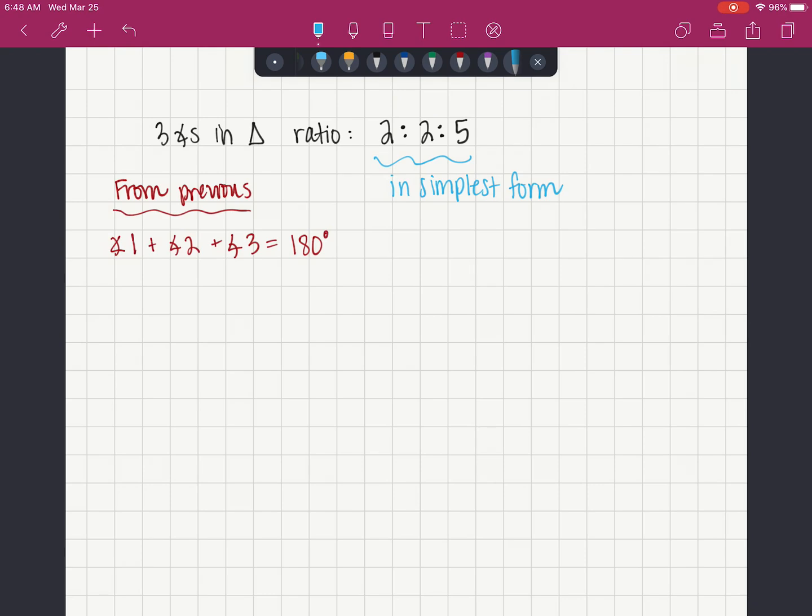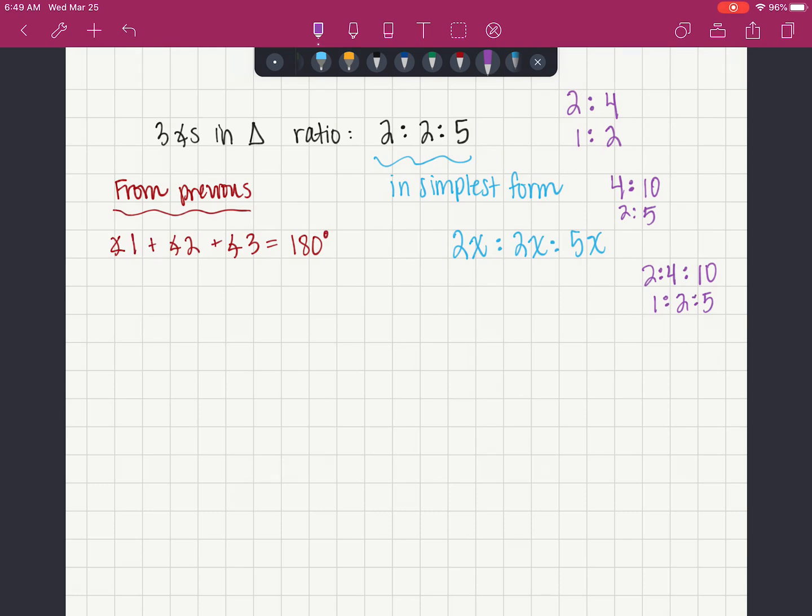So what we can do is we can say 2x to 2x to 5x, right? So let me show you. If I have a ratio of 2 to 4, we know that that reduces to 1 to 2. If I have a ratio of 4 to 10, we know that that reduces to 2 to 5, right? So if I have a ratio 2 to 4 to 10, I know that that ratio reduces to 1 to 2 to 5.